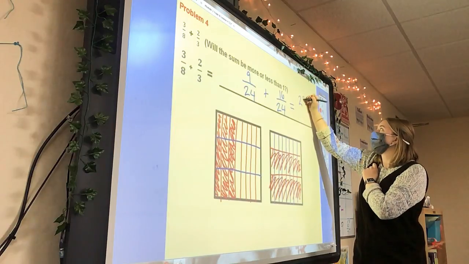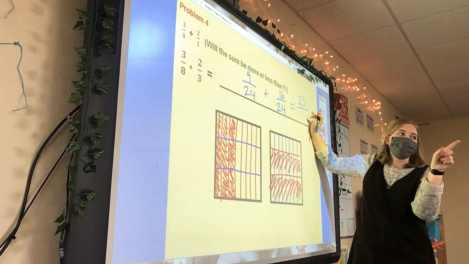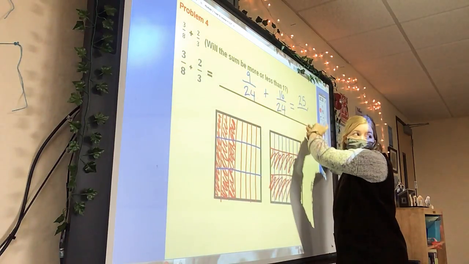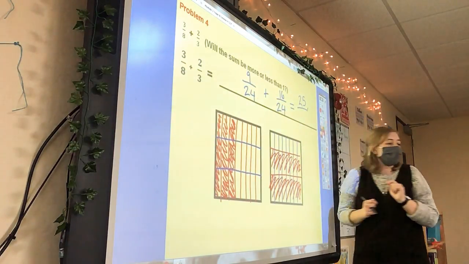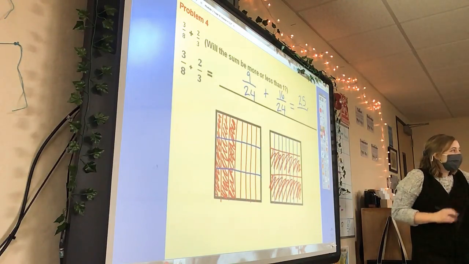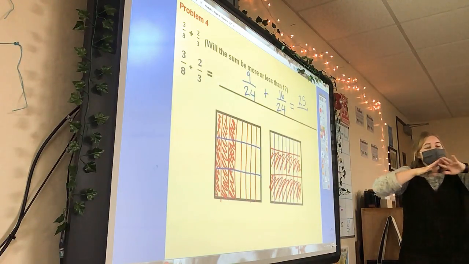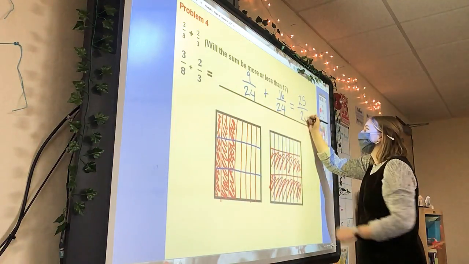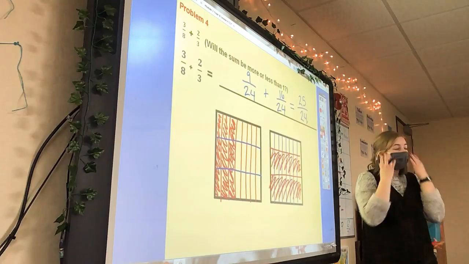25/24, but simplified it's 1 and... Okay, not quite there yet. Just what's 16 plus 9? 16 plus 9, 25. All right, everybody write 25. Does our denominator change at all? No. Same unit. It just stays the same. So 24 stays 24. So our answer is 25/24.